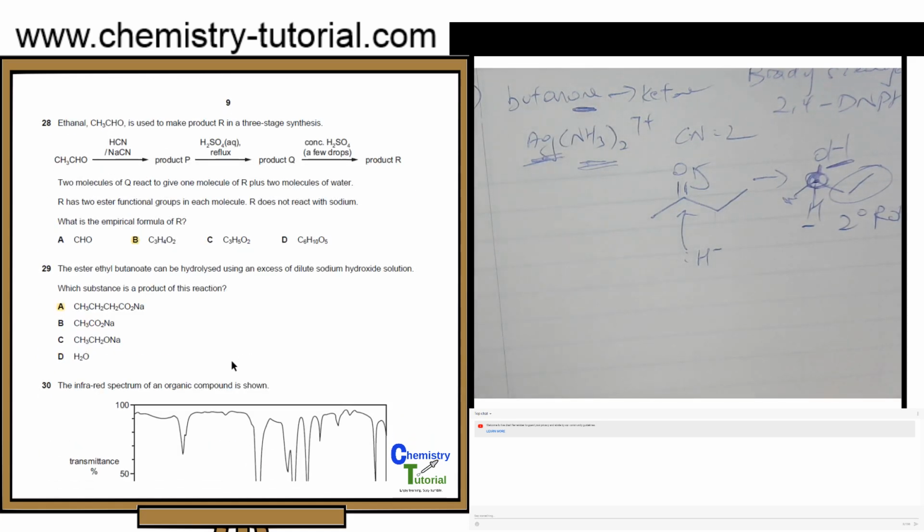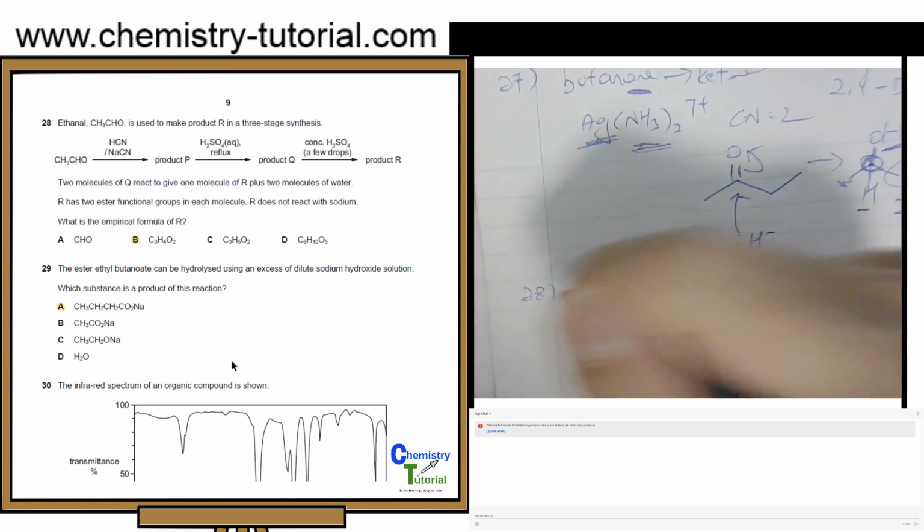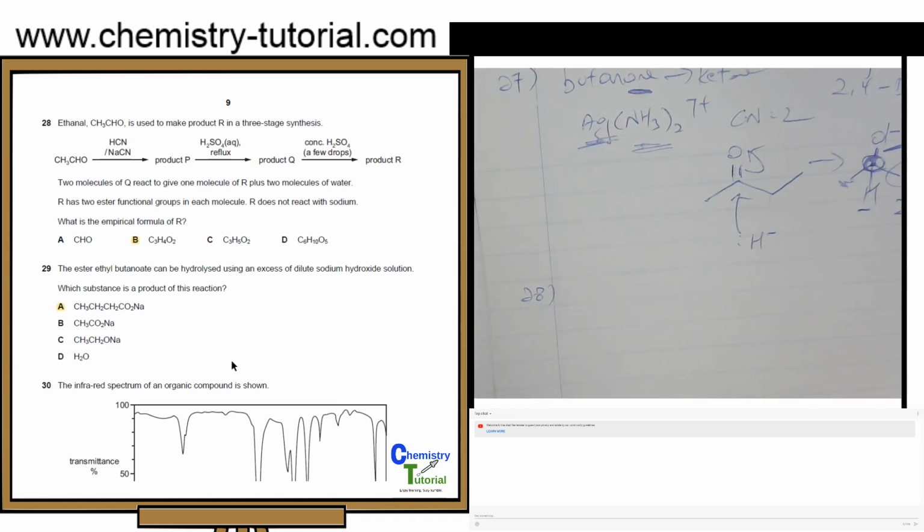For question 28, ethanol is used to make product R in a three-stage synthesis. The first stage, if the question ever asks you to identify the type of reaction, is nucleophilic addition. Once you perform nucleophilic addition, what you get is actually a cyanohydrin. That means you have an OH and a CN.